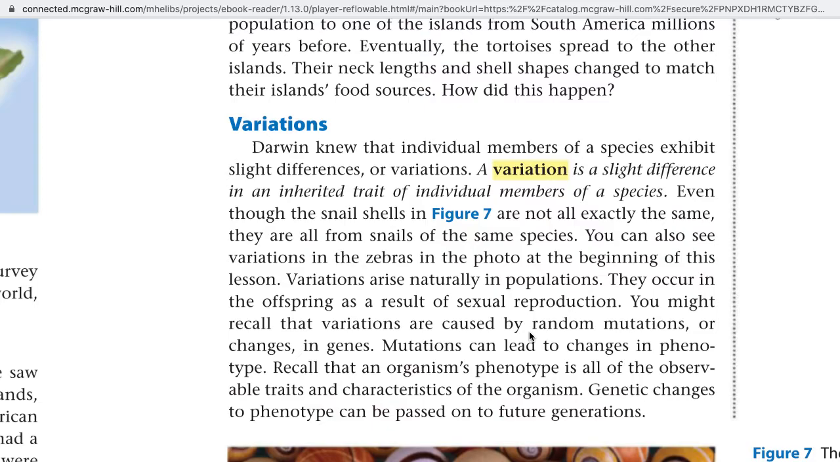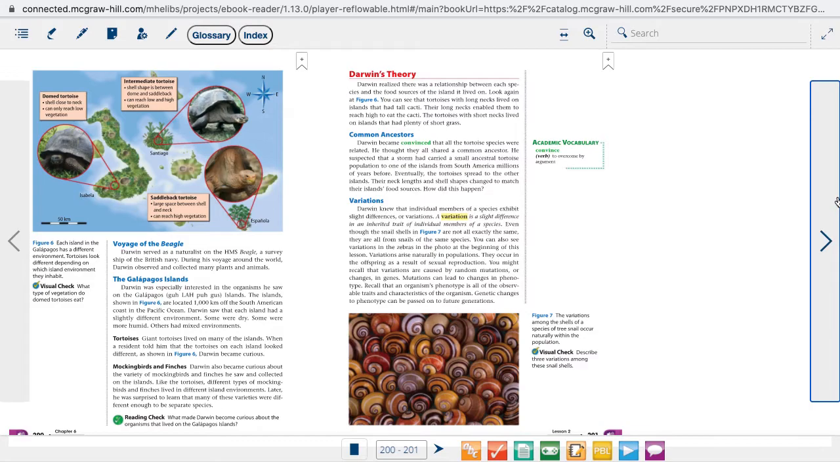So variations, a few organisms may have it. Adaptations, the entire species has it. Natural selection.